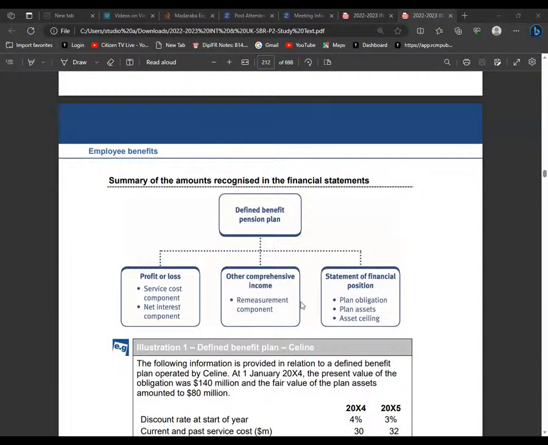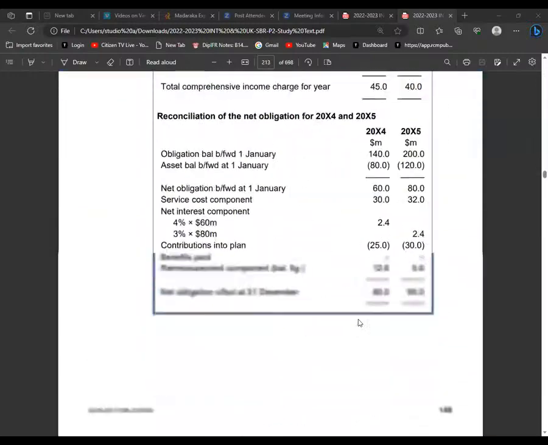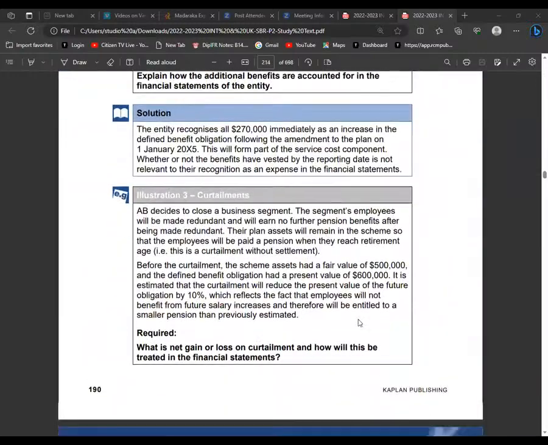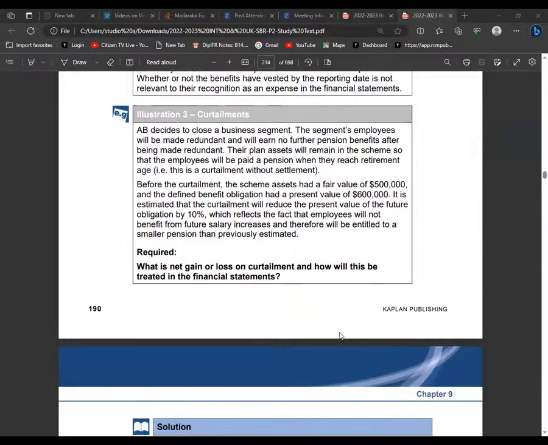And then, of course, we have the statement of financial position. We have the plan assets, the plan obligation, or the net of it. And then we have what we call the asset ceiling. I have to explain what asset ceiling is later after I finish tackling this curtailment. We'll understand by doing this question.